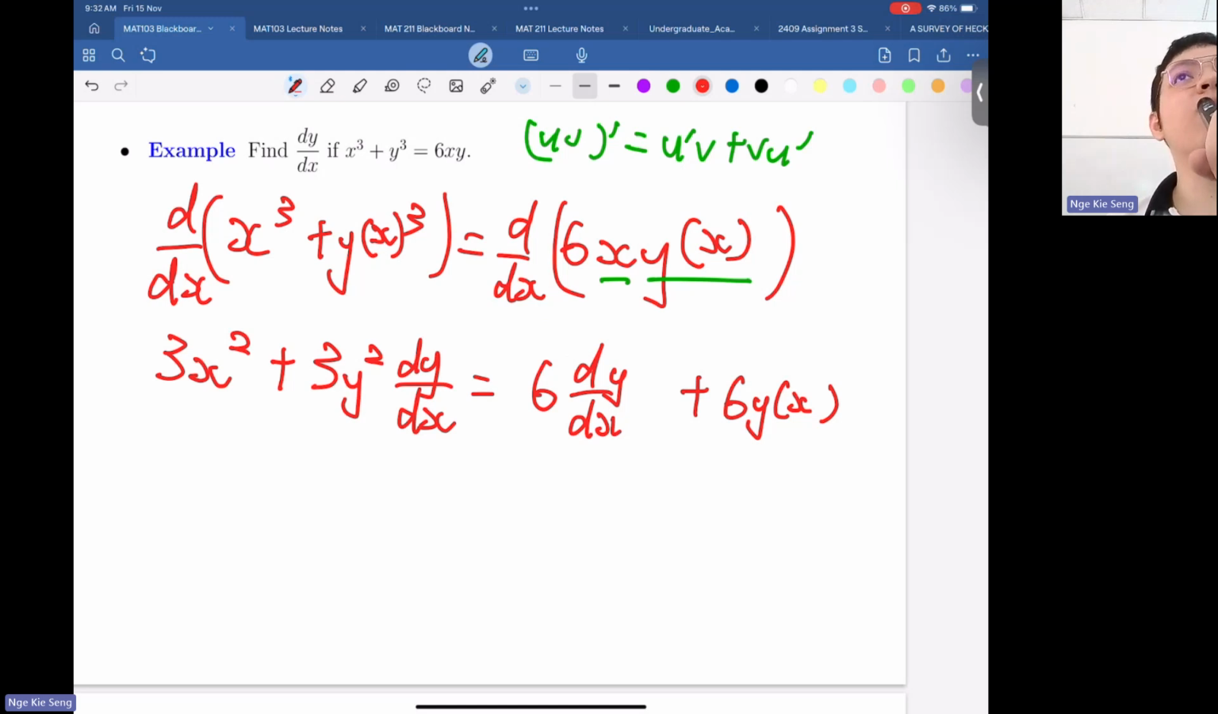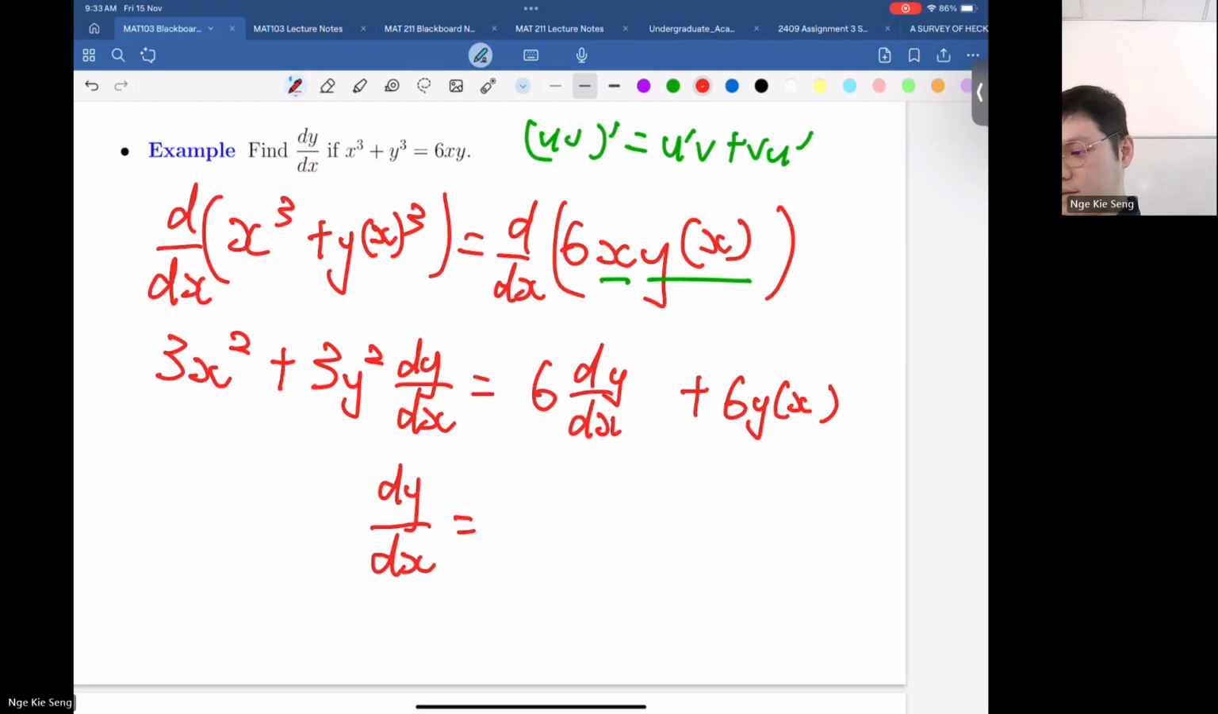Both u and v have to depend on x. So in this case, we have the function x and the function y depending on x. So you need to use the product rule. Both u and v have to depend on x. So if you try to factorize your dy dx out, what do you get?